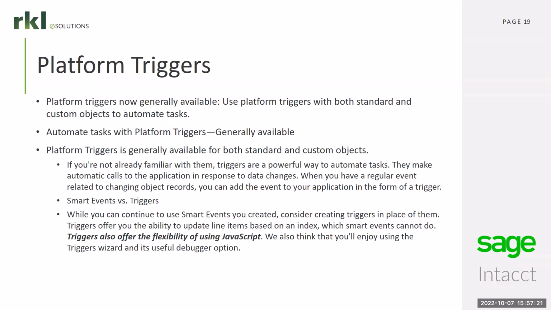If you're not familiar with them, triggers are a powerful way to automate tasks. They make automatic calls to the application in response to data changes. When you have a regular event related to changing object records, you can add the event to your application in the form of a trigger.